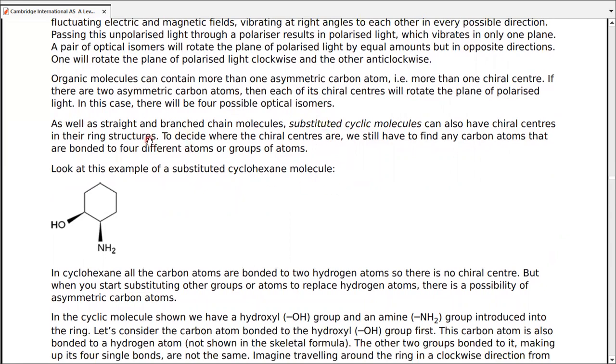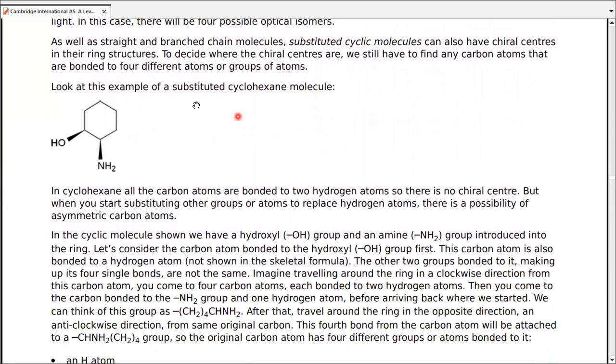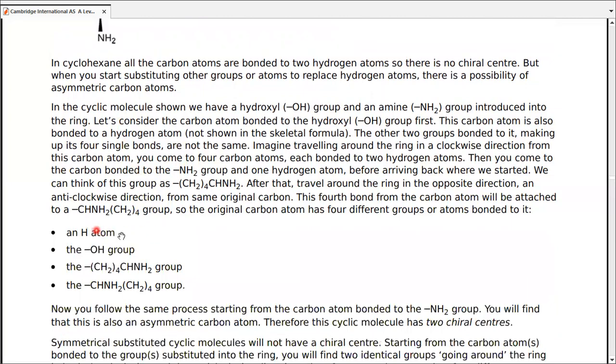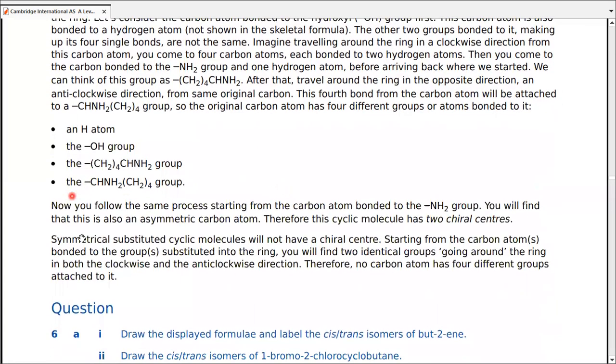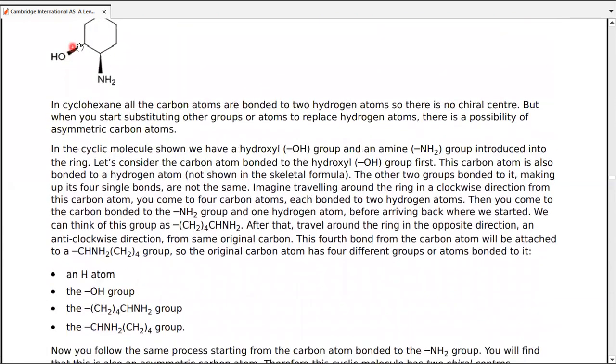Okay. Now, as well as straight and branch chain molecules, substituted rings also have chiral centers, right? To discuss the chiral center, he gave the whole ring. He has discussed this carbon, okay. As soon as you see this one is not an option, because they're all CH2s. Since two hydrogens are the same, it can't be all four. We can either discuss this one or this one. And he has completely discussed that here there is one chain and here there is another chain. He has discussed it very well in paragraph form. H atom, OH atom, this kind of group, this kind of group. So, if you go from one side to the other, you will figure it out. So, finally, he said this cyclic molecule has two chiral centers. One that is attached directly to OH, one that is attached directly to the amine group.